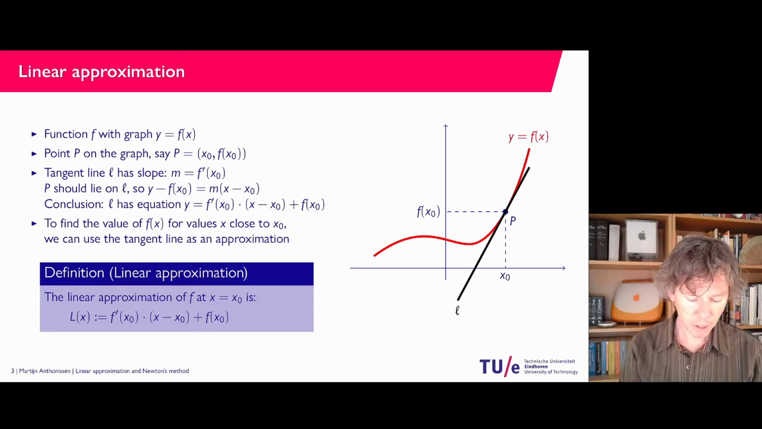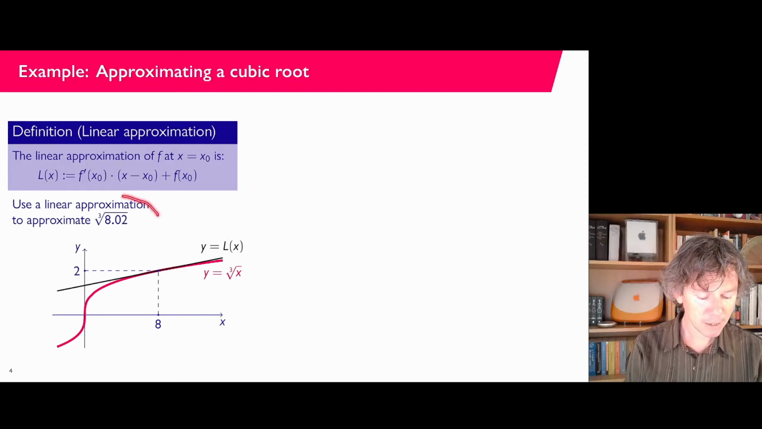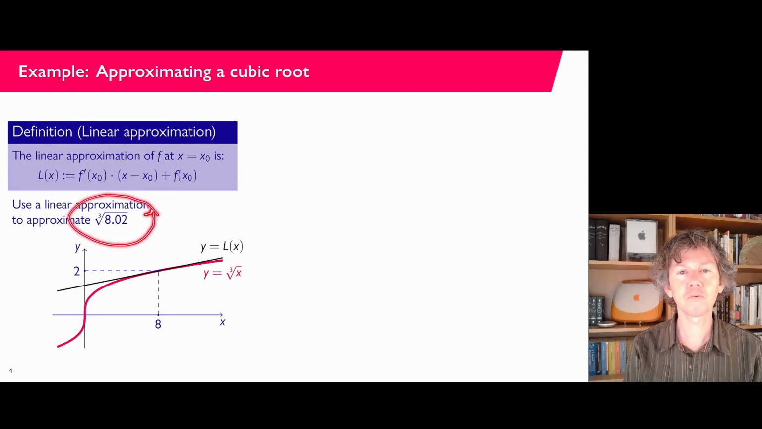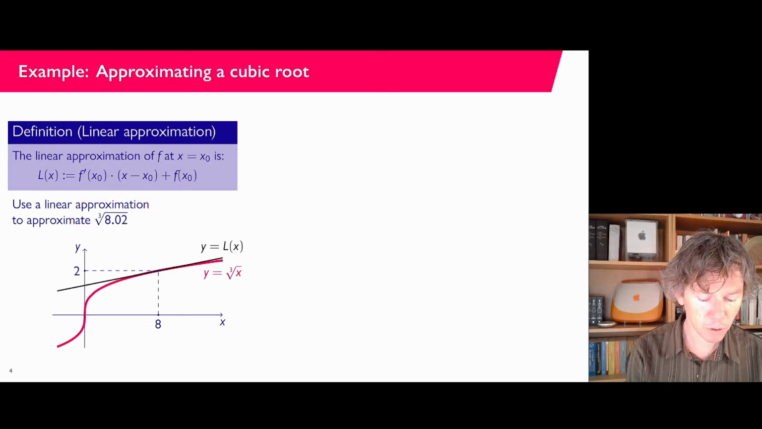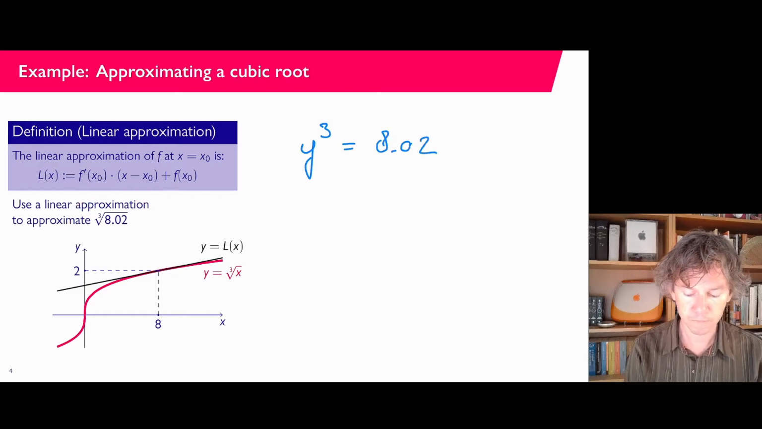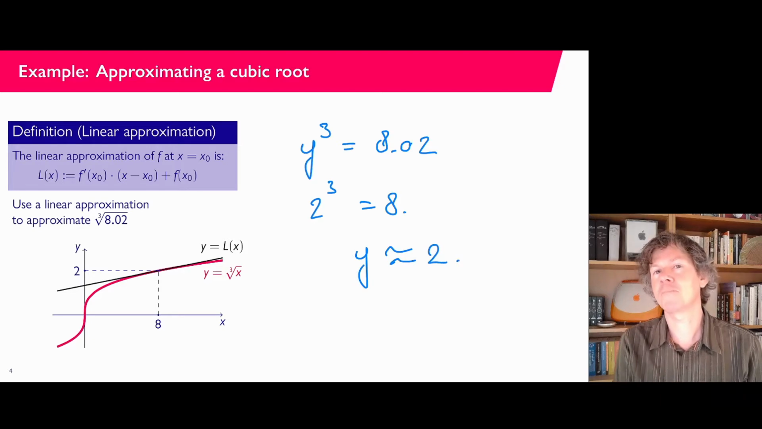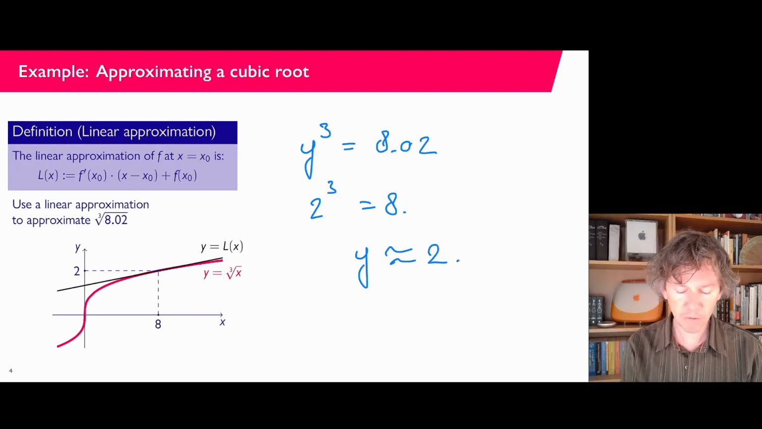First example is the cubic root. So we are asked to find a linear approximation to approximate the cubic root of 8.02. So what we are looking for is the value y such that y to the power 3 equals 8.02. Now, of course, we know that 2 to the power 3 equals 8. So we expect this y value to be approximately 2, but not precisely.